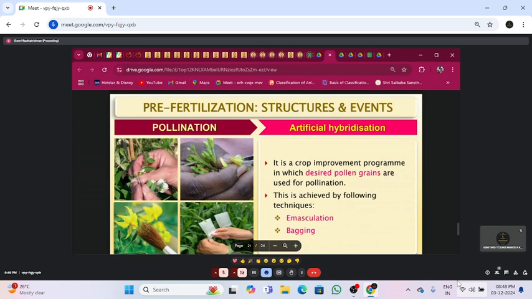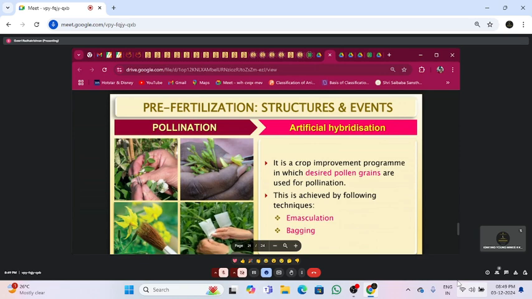Emasculation is just taking out. If you want to keep the stigma, you just take out the anthers, and then take the pollen grains from another plant and dust them on the stigma of the first plant. That is emasculation, just completely removing one of the reproductive parts, either male or female.